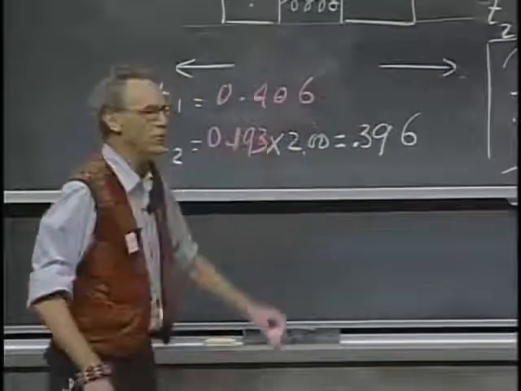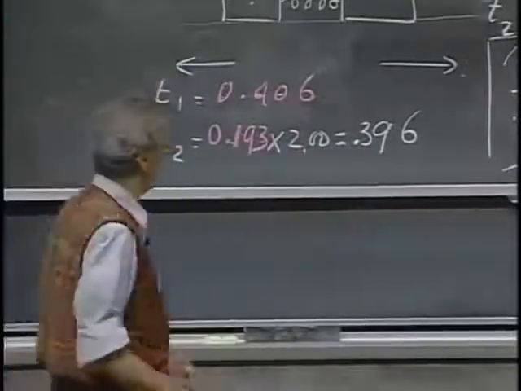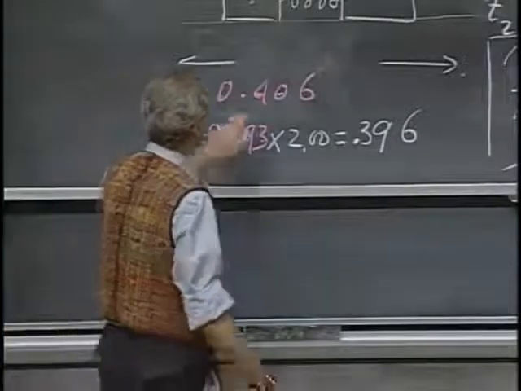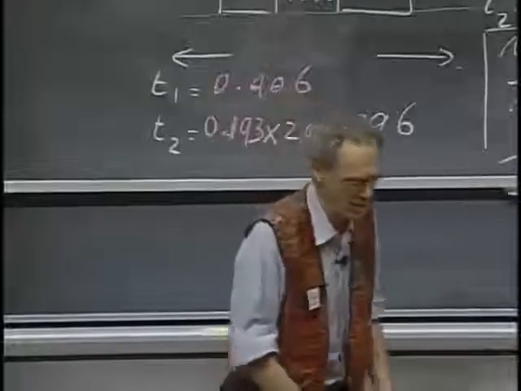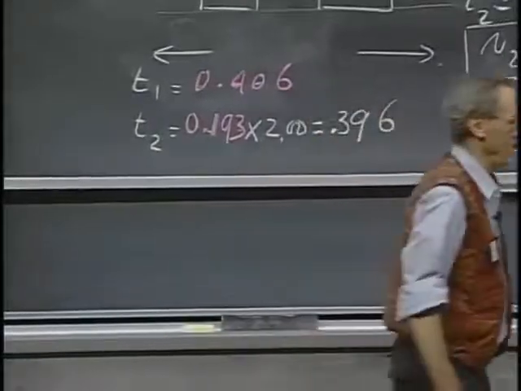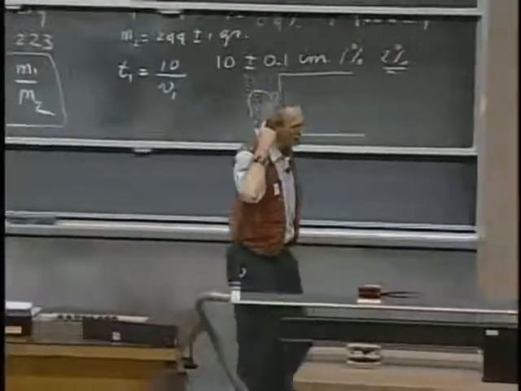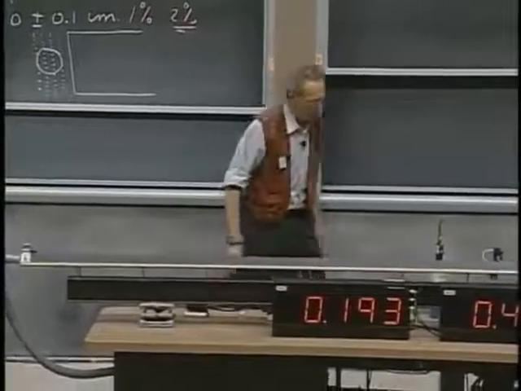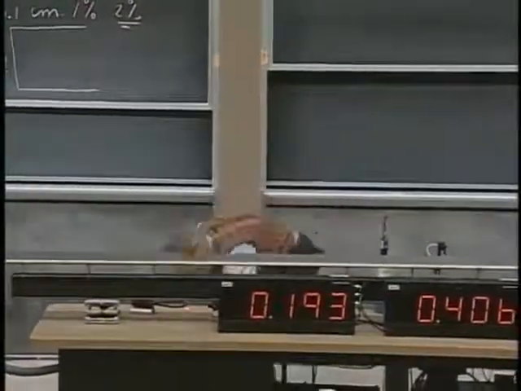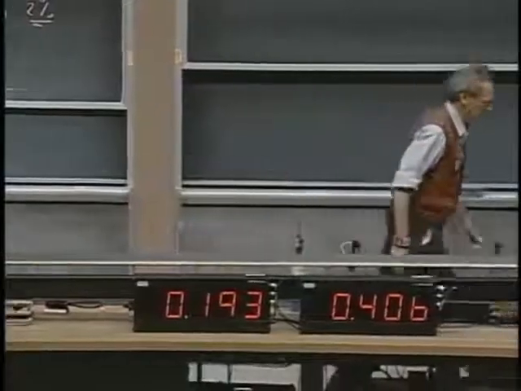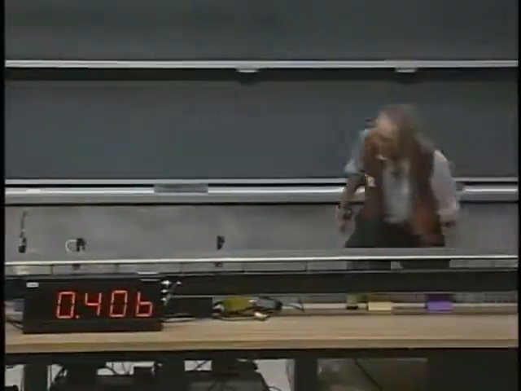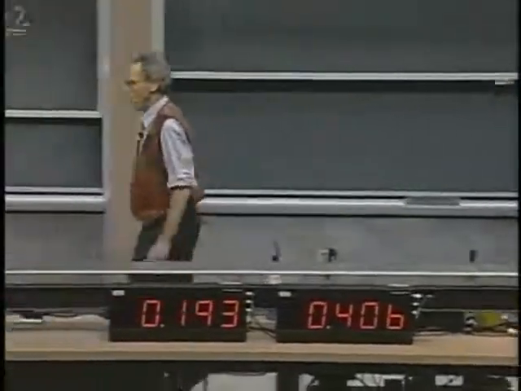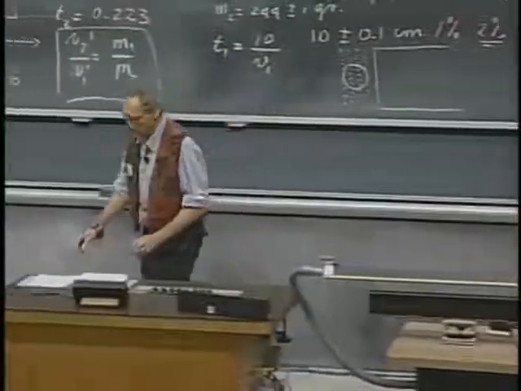0.396, 0.406. Close enough. The two are in excellent agreement within the 2.5% uncertainty in each measurement. So you see, that's exactly how you can demonstrate the conservation of momentum. They picked up kinetic energy, but after the wire was burned, the momentum remained 0.